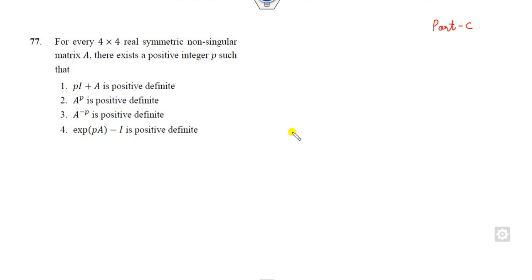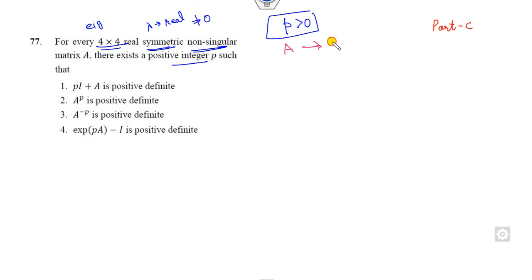Okay, now look at this another one. So again it's a matrix. So we think about the eigenvalue. It is symmetric, so the eigenvalues are real. It's non-singular, so eigenvalues are non-zero. Then there exists a positive integer P, must be greater than 0, such that here, fine. If A has the eigenvalue lambda, what is the eigenvalue of P times I plus A? So that is P plus lambda.